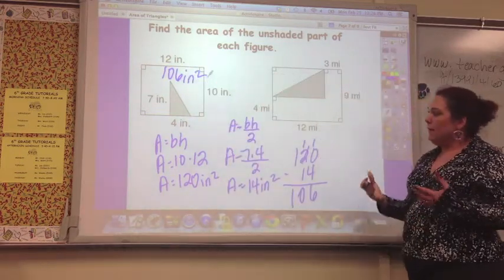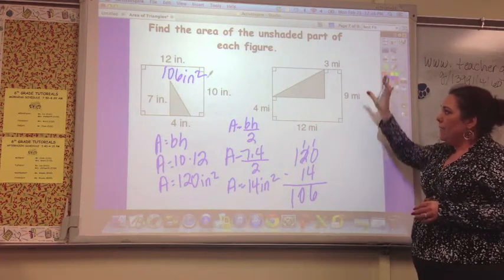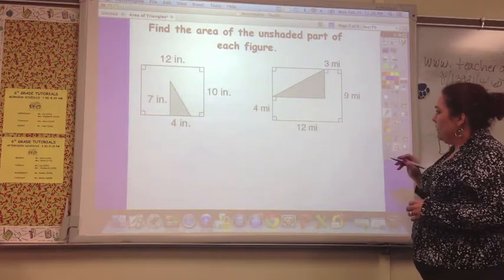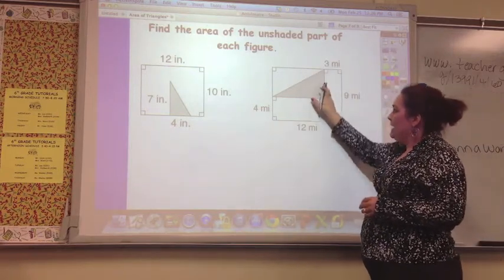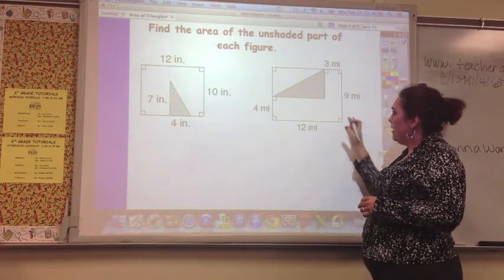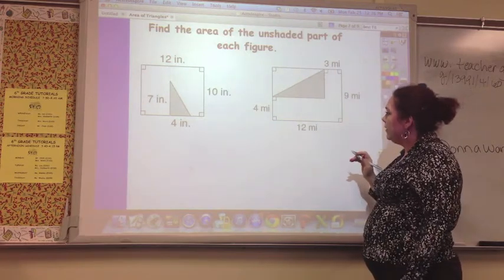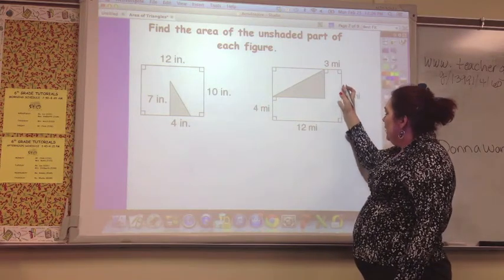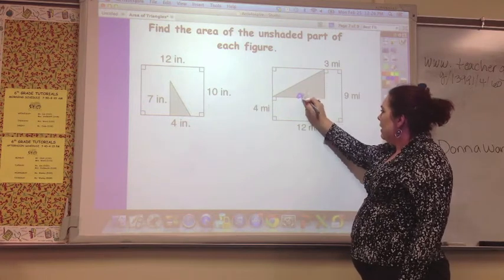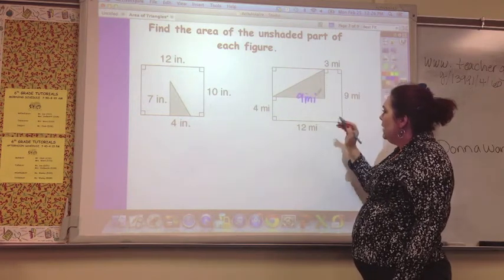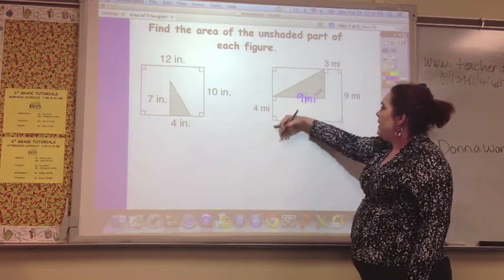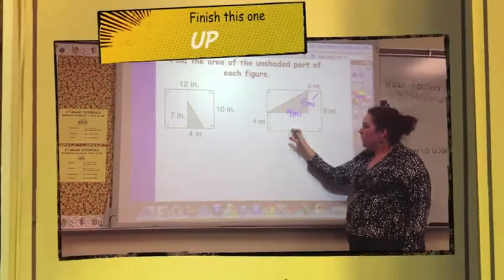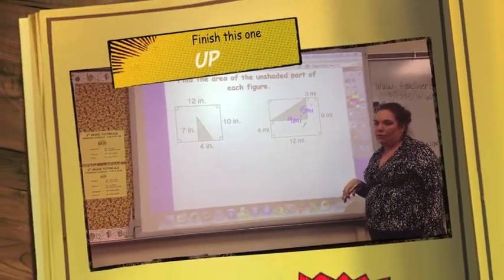So now that you have this example, I want you to find the area of the unshaded portion of this one. Now the thing that you have to know is you're going to need the base, either this side of the triangle or the height here of the triangle. So if this whole thing is 12 and this is 3, then this is 9 miles. And if this whole thing is 9 and this is 4, this is 5 miles. So find out the area of the whole rectangle and subtract out the area of the triangle.